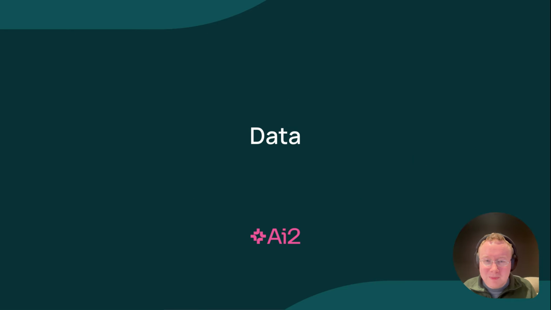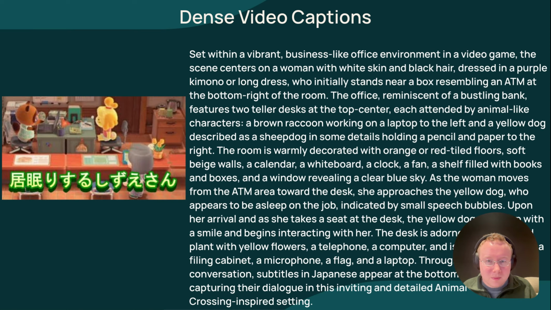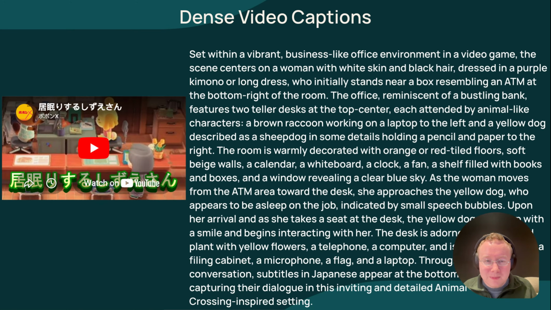So, of course, to do this, we built a lot of data. We have 9 new data sets. I won't have time to go into the details of all of them. They all have their own data pipelines. There is a lot for video, also some for multi-image. So we also are trying to improve multi-image support in this model. It's a mix of synthetic and human annotated data. I'll mention a couple in a bit more detail.